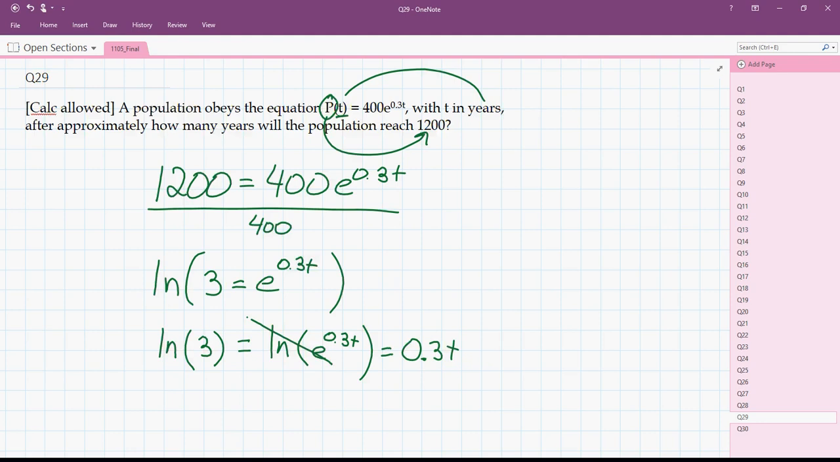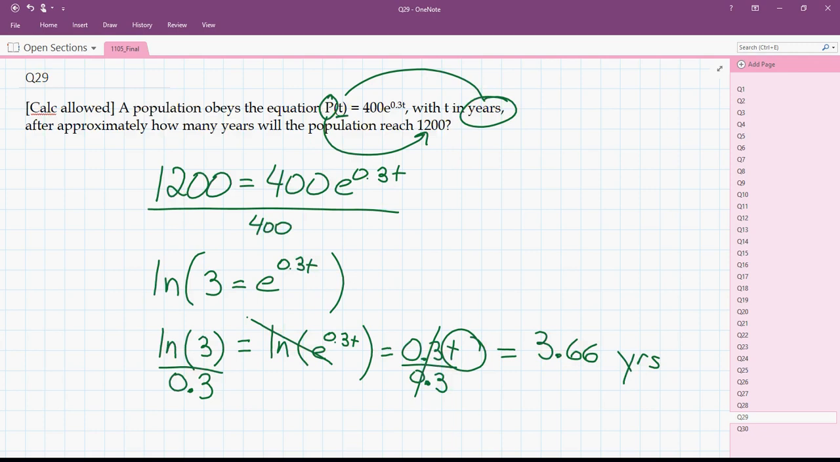So if we divide both sides by 0.3, we've isolated for t. And putting this into a calculator, since it probably wants an exact answer, ln of 3 divided by 0.3 gives me about 3.66. But since it is a word problem, just don't forget to tack on units. So 3.66 years.